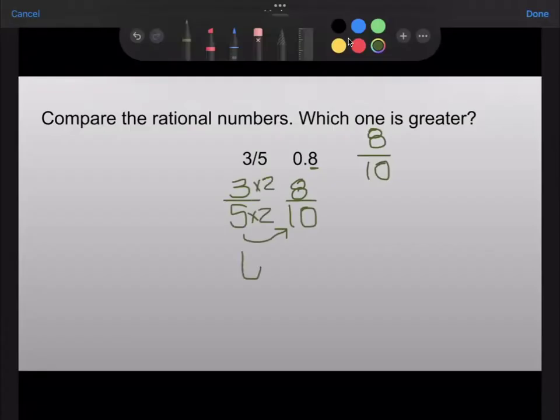Then I can rewrite that as 6 over 10, because 3 times 2 is 6 and 5 times 2 is 10. And I can compare that to 8 tenths. So now it's kind of easy to see which one is greater. If I have 8 tenths, I have more tenths than if I have 6. So that means the symbol is going to open to the 8 tenths. And then back to our original problem, the symbol will also open to the 0.8. 3/5 is less than 0.8, making 0.8 the greater amount.